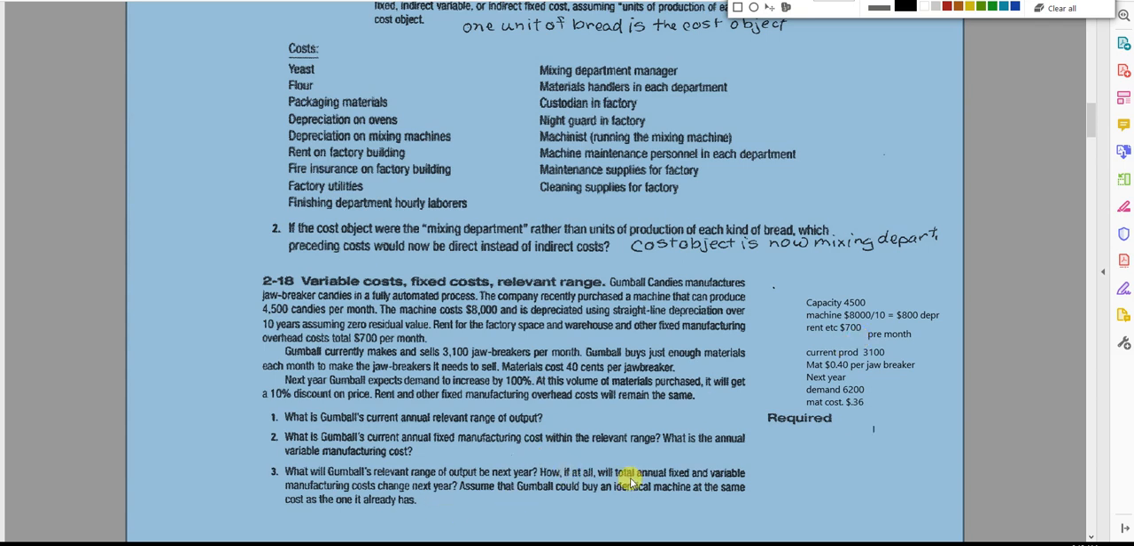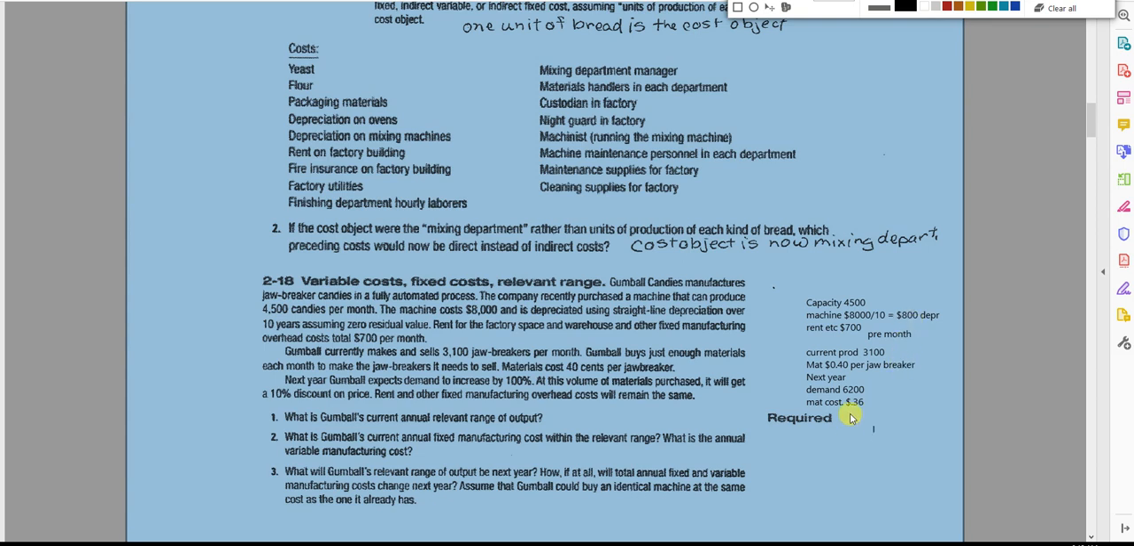Okay, how, if at all, will the annual fixed and variable manufacturing costs change next year? So I'll have a second machine. So I'll have 800 plus 800. A rent of 700 times 12, so I'm going to have 9,200 plus 800 of depreciation on the first machine, 800 depreciation on the second machine. So my fixed costs will be 10,000.